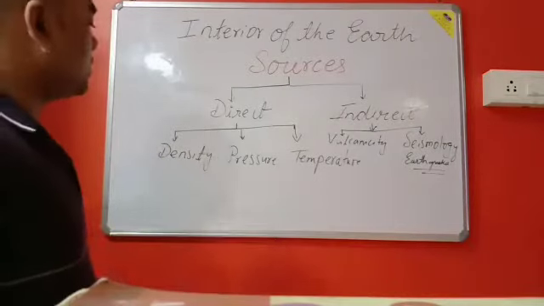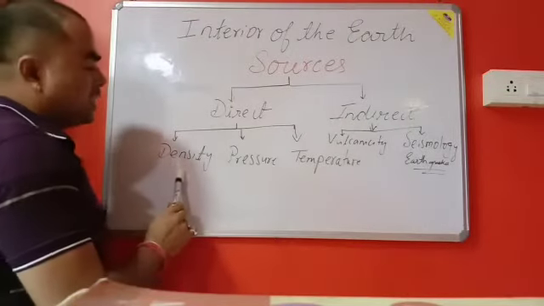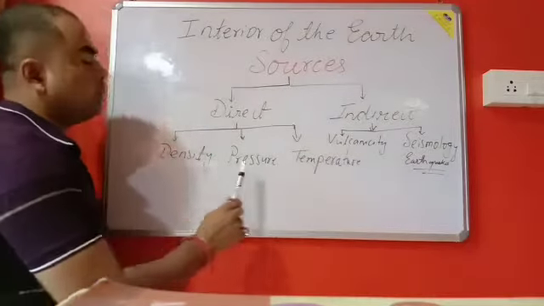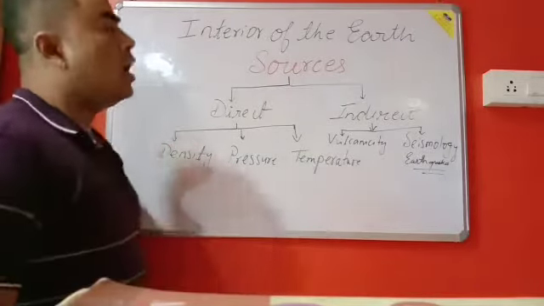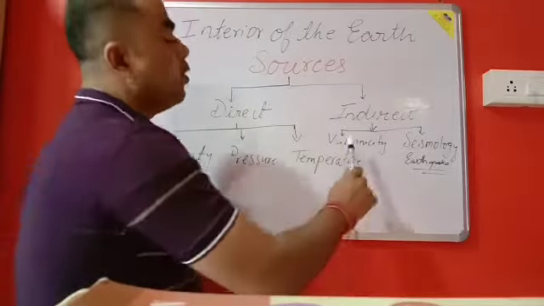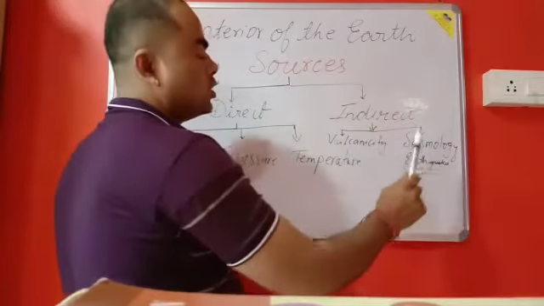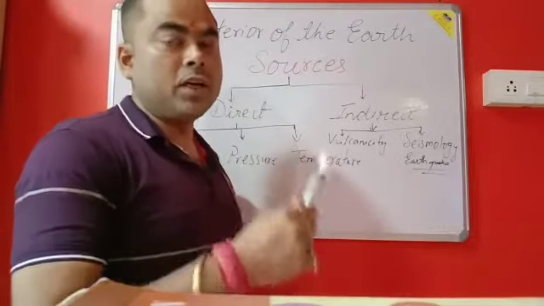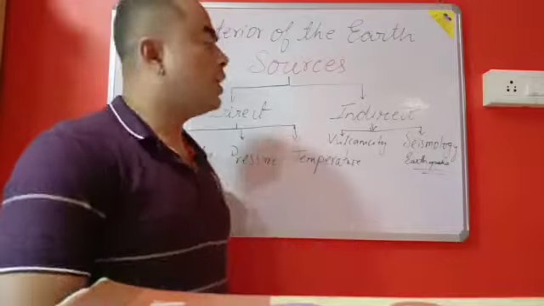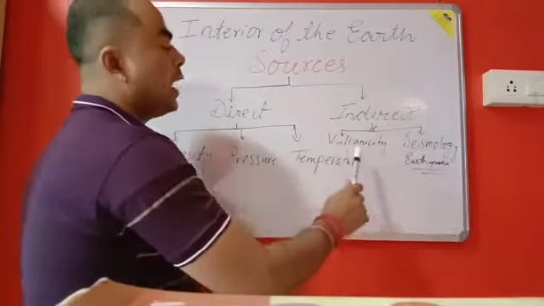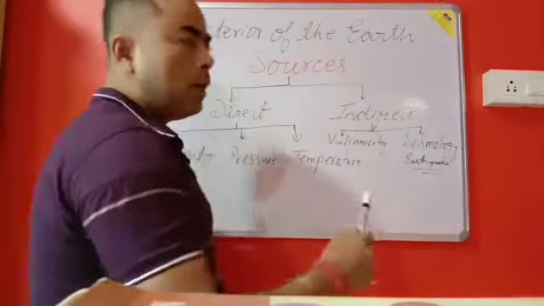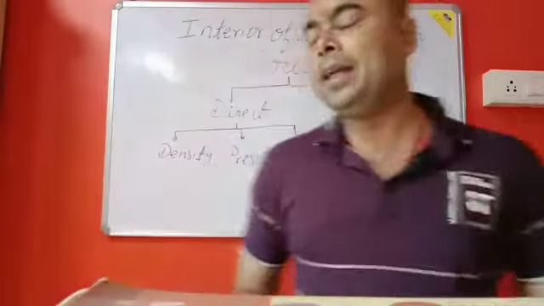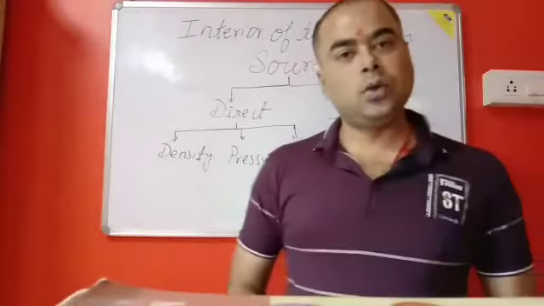Under direct source it is density, pressure and temperature: the density of the earth, the pressure of the earth and the temperature of the earth. Under indirect source they are volcanicity and seismology. Seismology means the study of the waves of the earthquake. The study of seismic waves or earthquake waves is known as seismology. With the help of these two we can know about the interior of the earth. Today we are going to discuss mainly the direct sources of the earth.